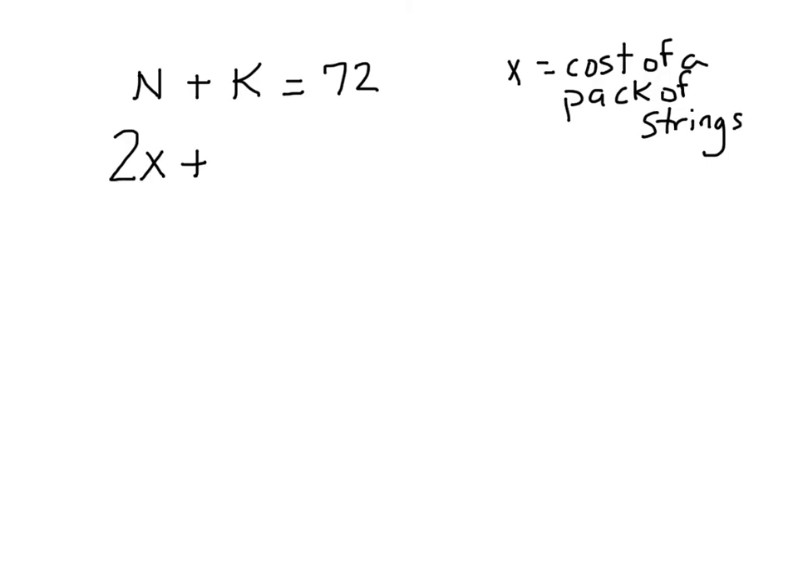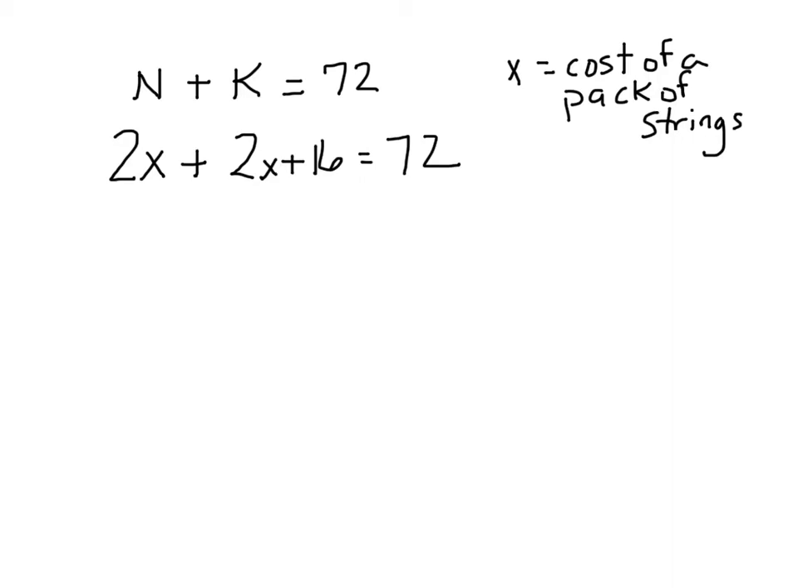Kate buys 2 packs of strings and a music book. But we know the price of the music book. What is the price? It's $16. And their total cost is $72. And there's our equation. It's pretty easy.